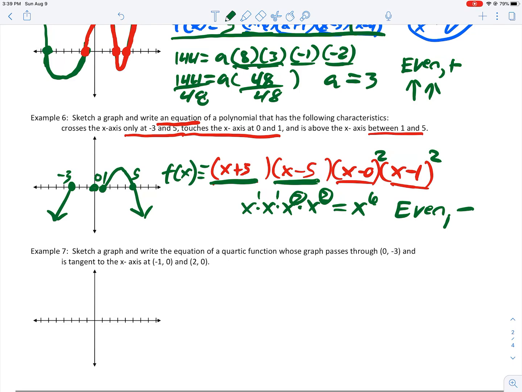So we go to -3. It says it passes through. That means you got to come back to 0, bounces off 0, bounces off 1, and then it's above the x-axis between 1 and 5. So I know it goes up.